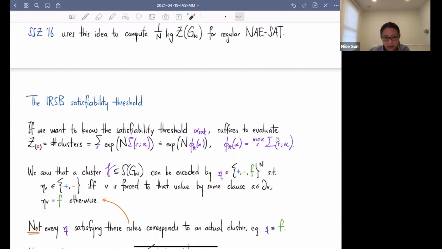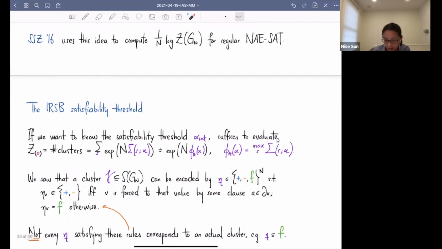But then you can also just say, forget about the clusters and let's just consider this a well-defined model, right? So you can just ask, what are all of the etas which satisfy these combinatorial rules? Unfortunately, not every eta which satisfies these rules corresponds to an actual cluster. For example, the all free configuration does satisfy these rules. No variable is forced to any value, and everything is free. So it satisfies these rules, but it doesn't correspond to any cluster.